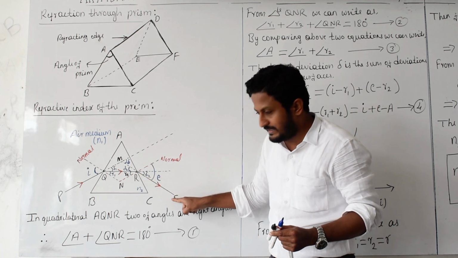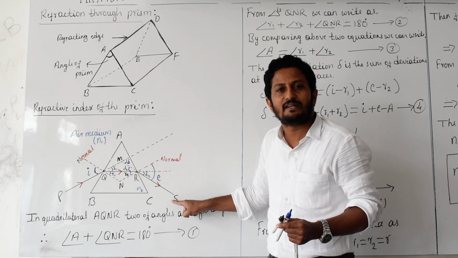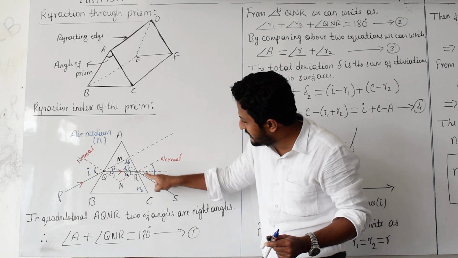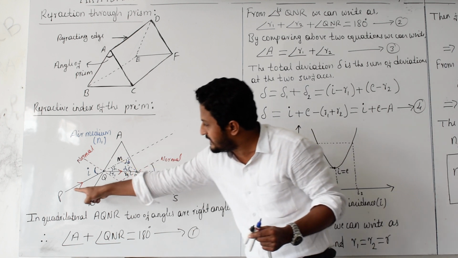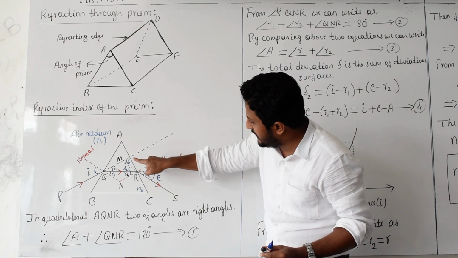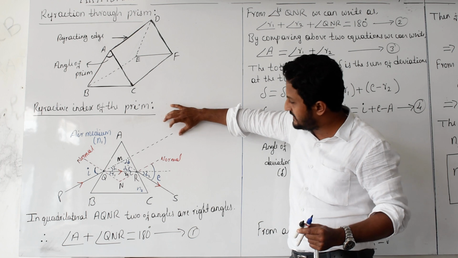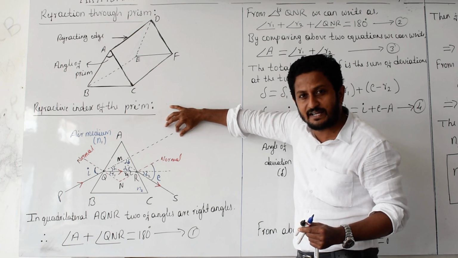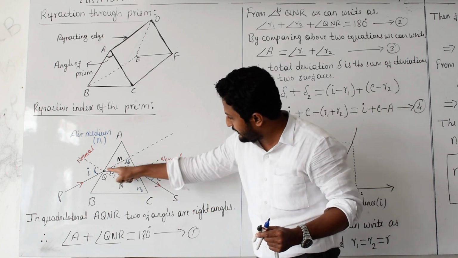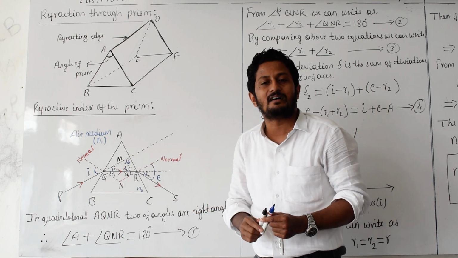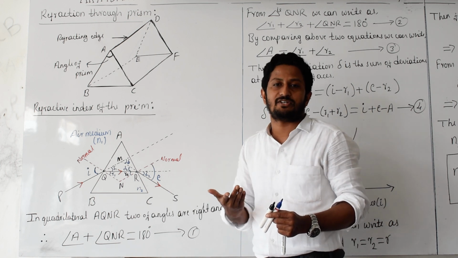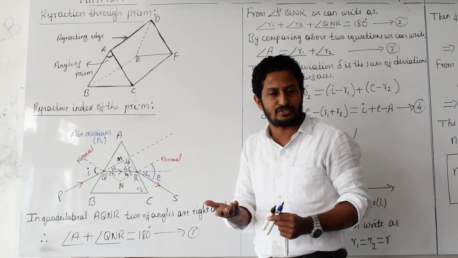In this way, that light finally emerged from the prism. I mean, this is the emergent light ray direction and this is the incident light ray direction. Now here the angle between this incident light ray direction and emergent light ray direction, this one I named as delta. Delta is called the angle of deviation, the total angle of deviation.